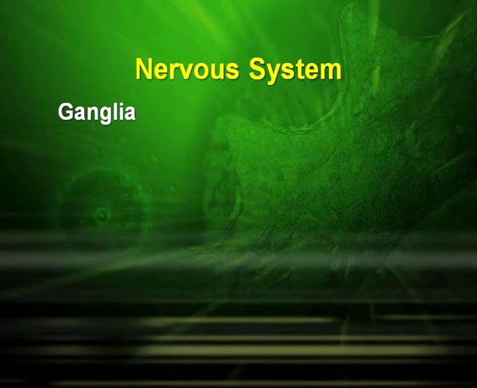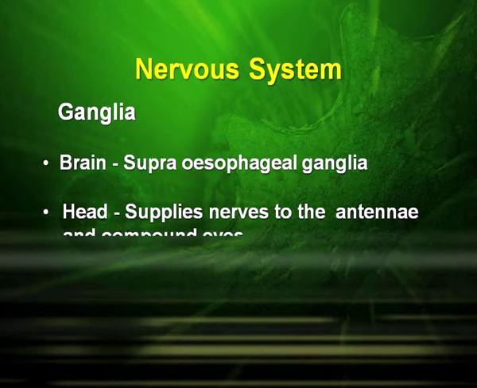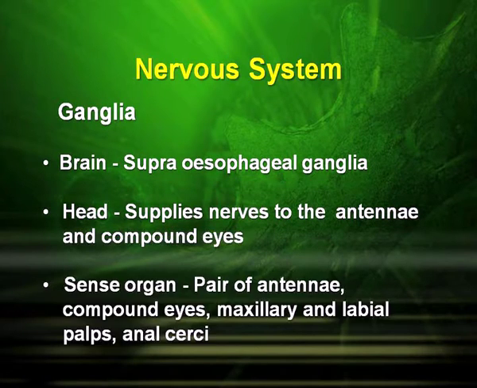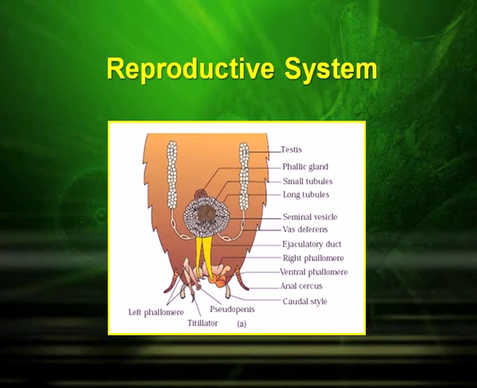The nervous system includes the ganglia and the brain, which is a supraesophageal ganglion, which supplies nerves to the antennae and the compound eyes. The sense organs are the pair of antennae, the compound eyes, maxillary and labial palps and anal cerci. The reproductive system of cockroach.